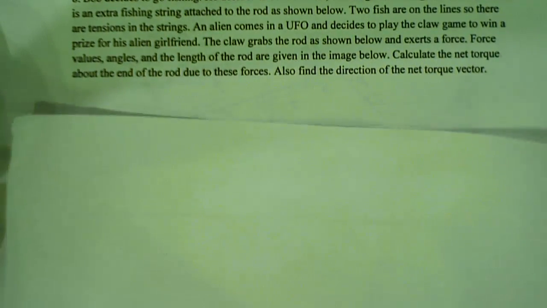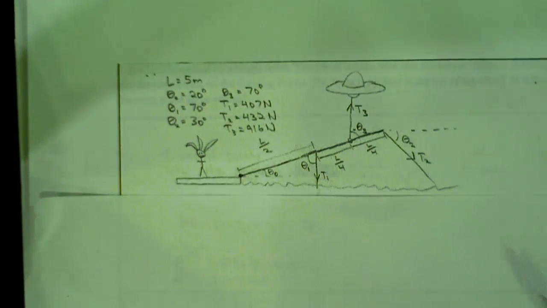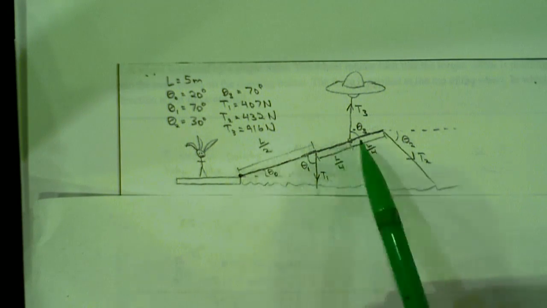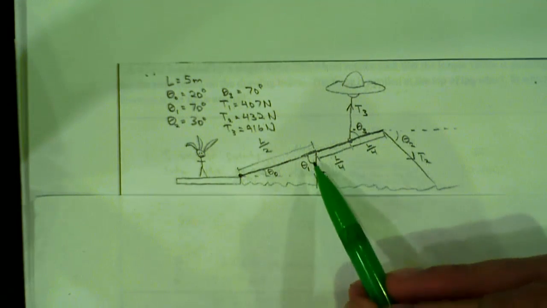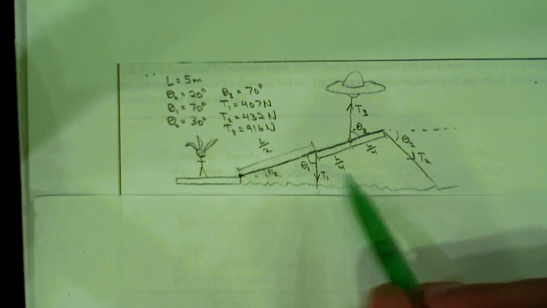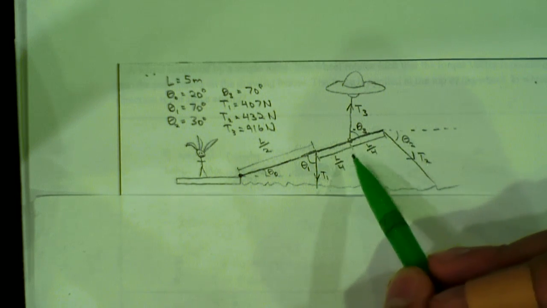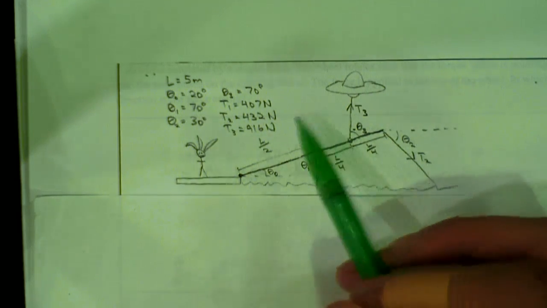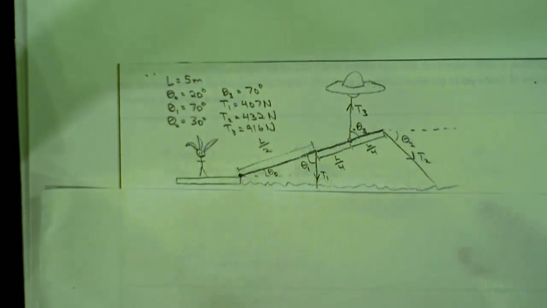All right. So this is the drawing that we have. We got Bob sitting at the end of a pier with his fishing rod of length L. So this is his fishing rod. This is the pivot point. We have one tension here, so this is one of his fishing strings, and this is the other fishing string. And they both have fish, so they're going to have tensions. And then here's the UFO grabbing the rod at this distance, okay? And then we're given a whole bunch of angles and a whole bunch of forces. And we're also given the length of the rod. So we need to find the net torque.